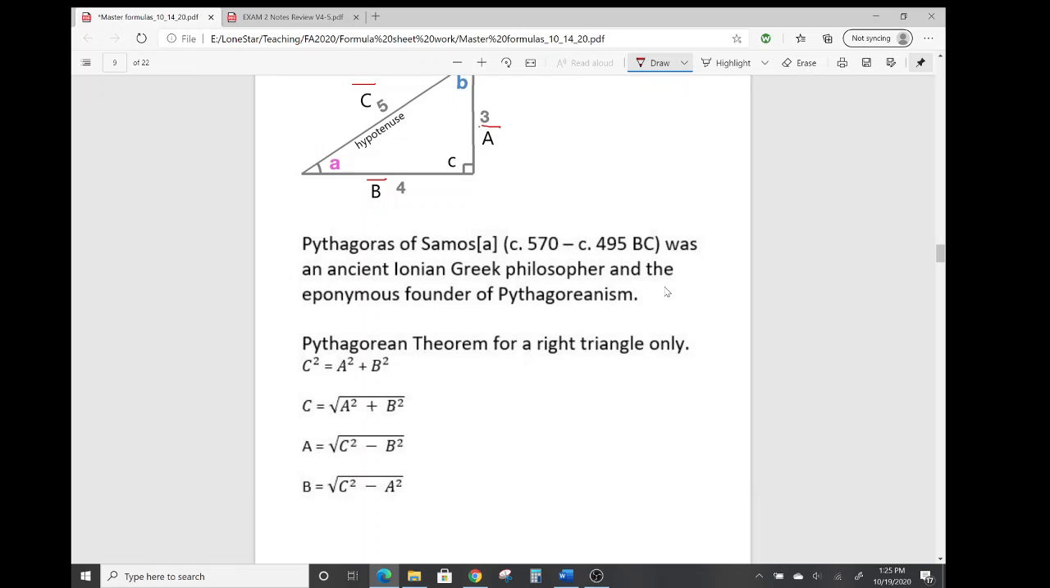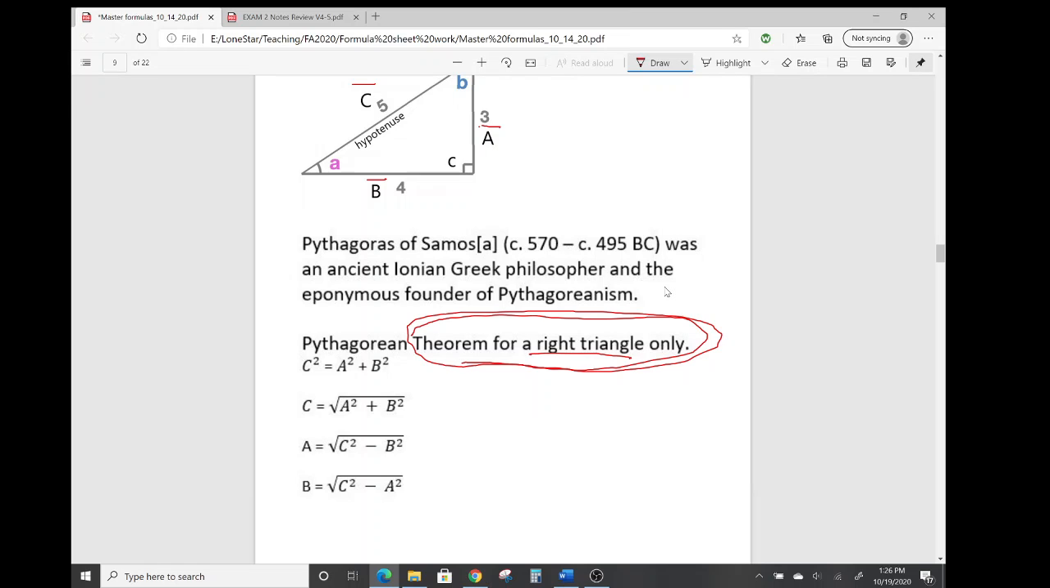Here's the Pythagorean theorem. It only works for the right triangle. Only for the right triangle. C squared equals A squared plus B squared.